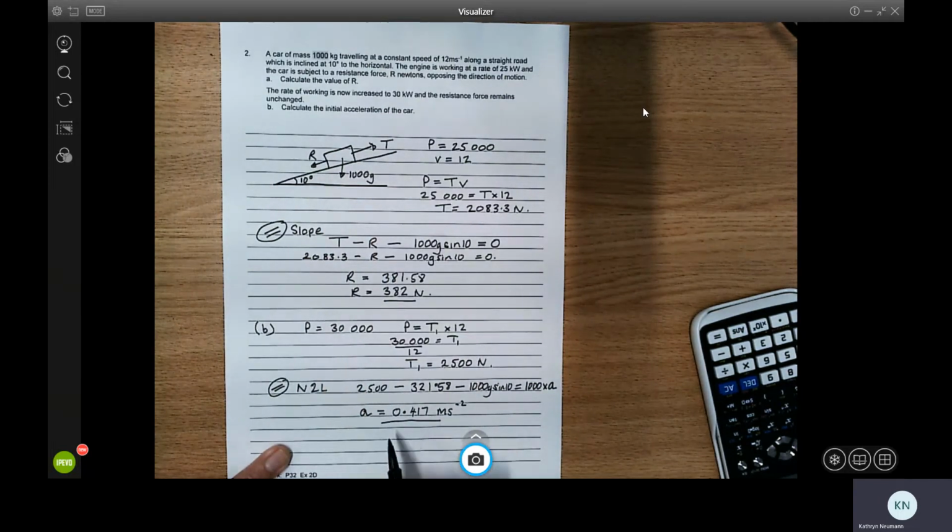So the main points with power questions: remember the equation, power is force times velocity, look at whether you've got constant speed, and realise that as the forwards force decreases, the velocity will increase.